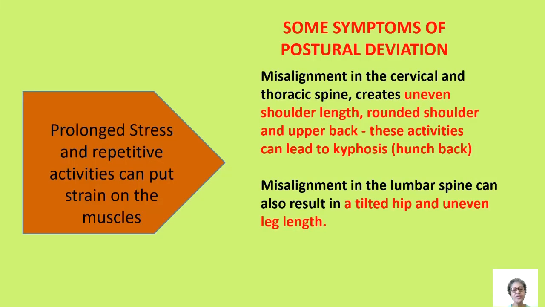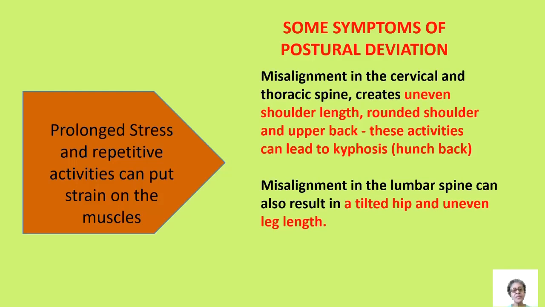So prolonged stress and repetitive things that we do on a regular basis can definitely put strain and stress on the muscles, making them tight. When muscles are tight, the fibers get short, and they can pull on whatever bones they're attached to. They can pull those bones out of alignment. Now, any misalignment in the cervical or thoracic spine can create uneven shoulder length or rounded shoulder, rounded upper back. And these can lead to things like kyphosis, what we know as hunchback or rounded back.